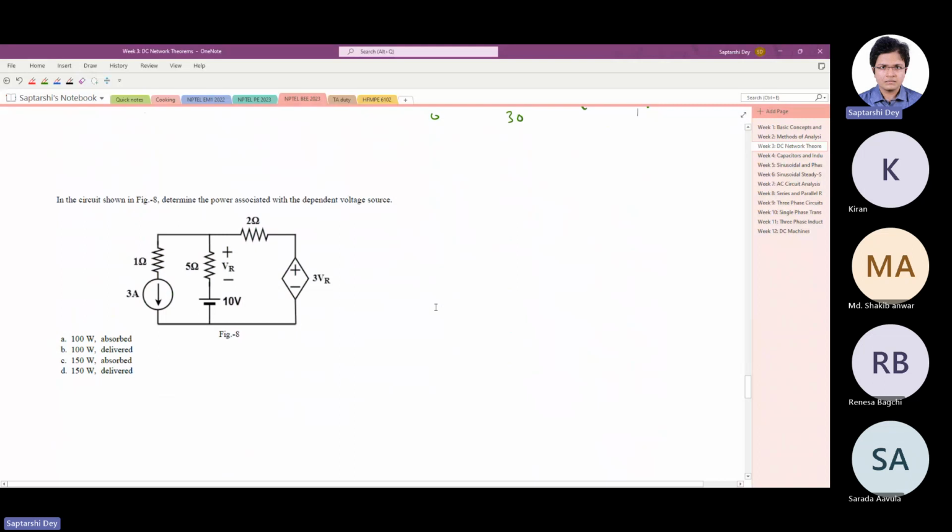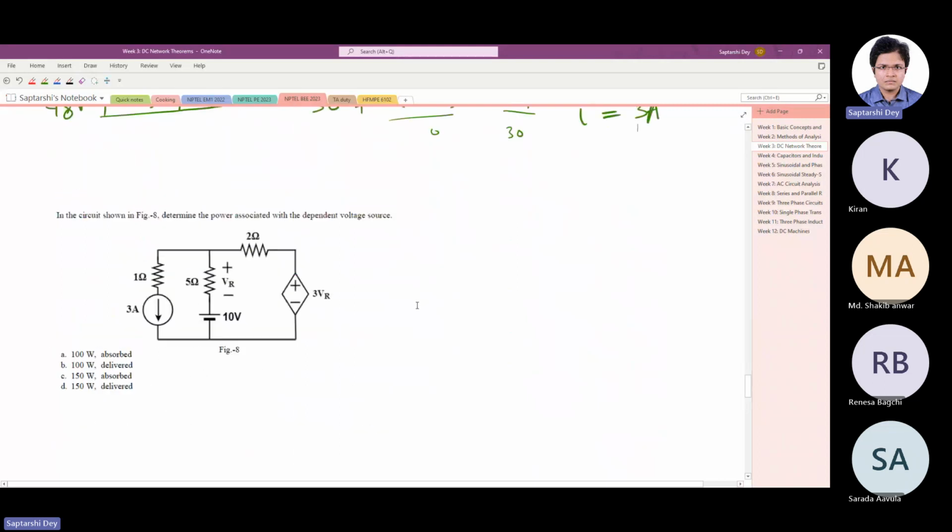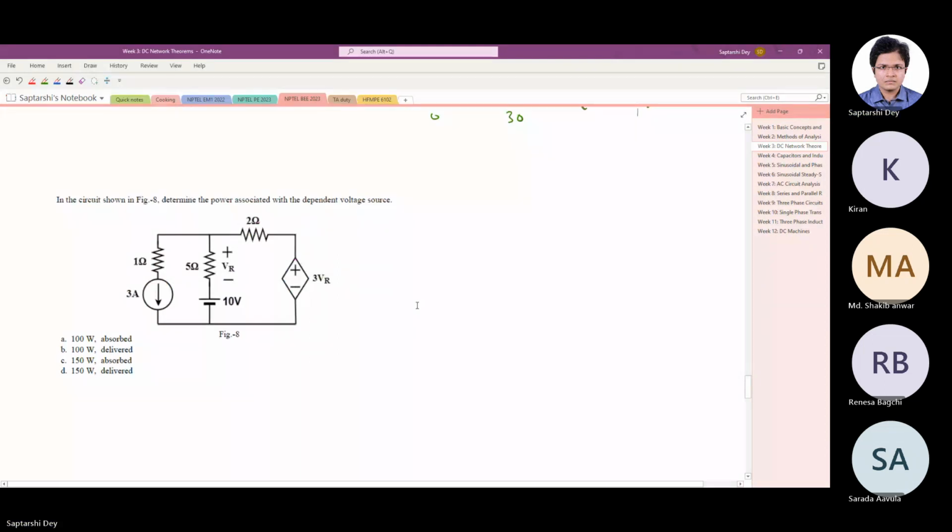In the circuit, determine the power associated with the dependent voltage source. Okay. So whatever voltage comes across the 5 ohm resistance, 5 times or 3 times of that will be coming here. And we have 3 ampere of current here. So let us just solve the circuit. Looks like an easy question.